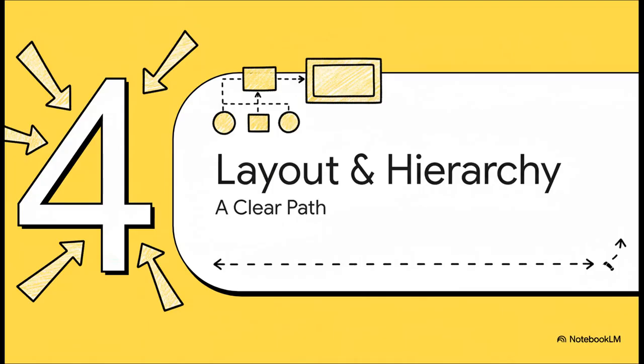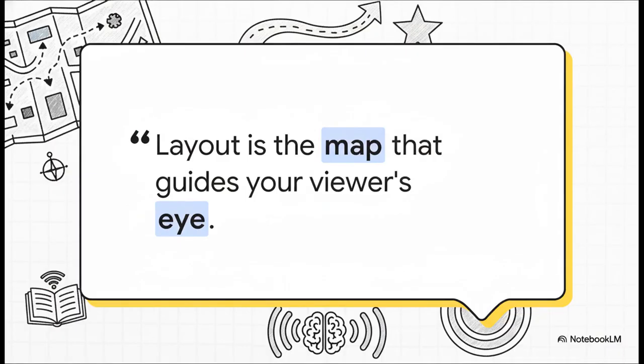Okay, so we've got our voice and our feeling down. Now, how do we put it all together so it's actually easy to understand? That's where layout and hierarchy come in. We're literally creating a clear path for someone's eyes to follow. A good design is really just like a good map. It doesn't make you struggle to find what you're looking for. It just effortlessly guides you from the most important thing to the next, in the right order. It creates this great sense of calm and control.